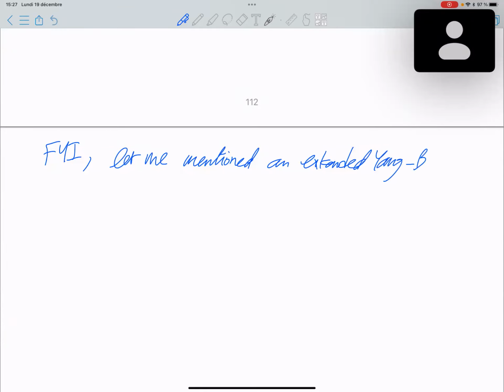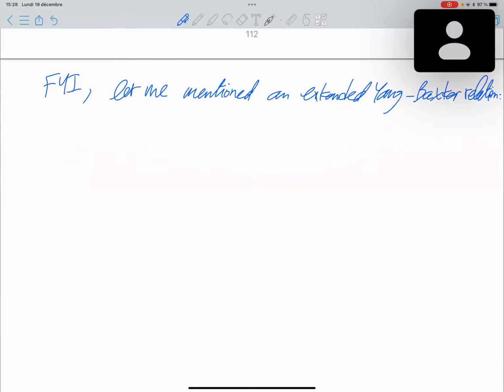So for your information, let me mention an extended Yang-Baxter relation. We will need it for the proof of the next proposition. So let me just make it by picture like that. You start from three objects.